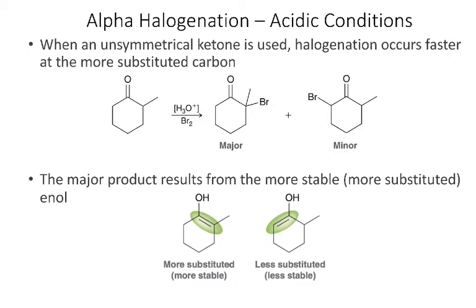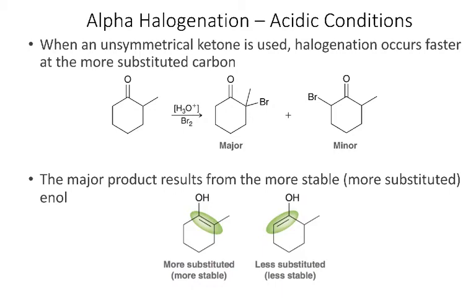Okay, so let's consider the regiochemistry of this reaction when we have an unsymmetrical ketone. It turns out that the major product of the halogenation is going to occur where the halogen is added to the more substituted alpha carbon. So when we have this unsymmetrical ketone and two different alpha carbons, the halogen is preferentially going to be added to the more substituted carbon, and this will be our major product. When we add the bromine to the less substituted carbon, that will be our minor product.